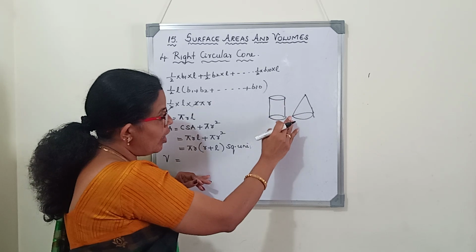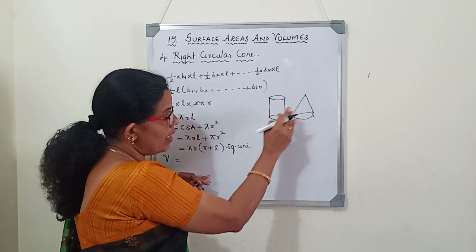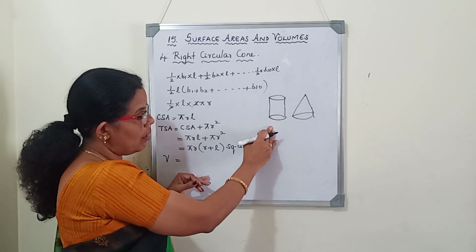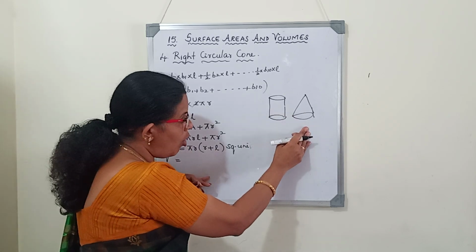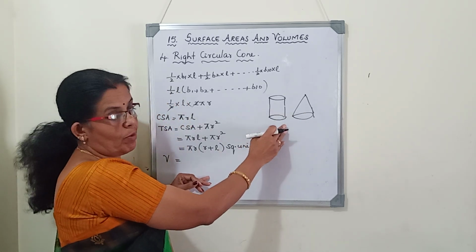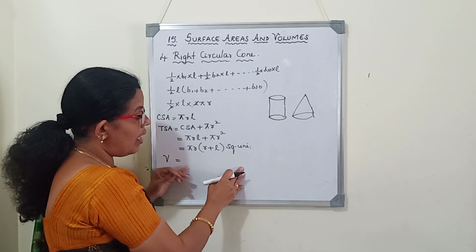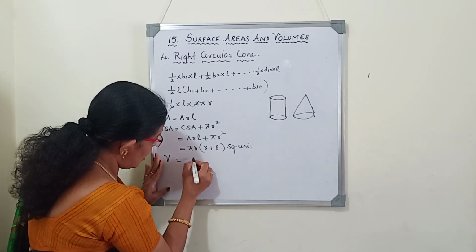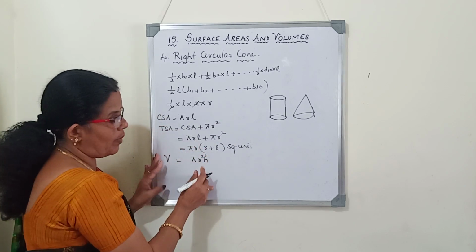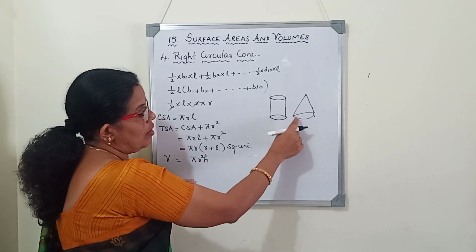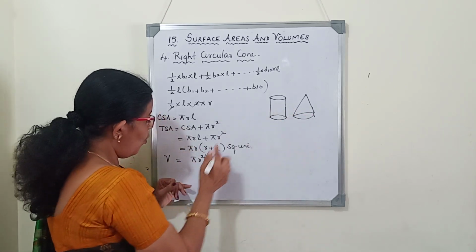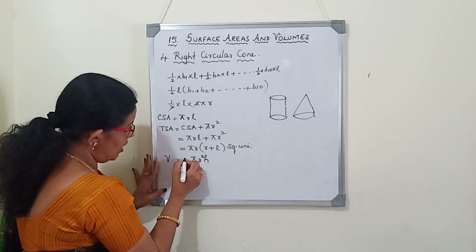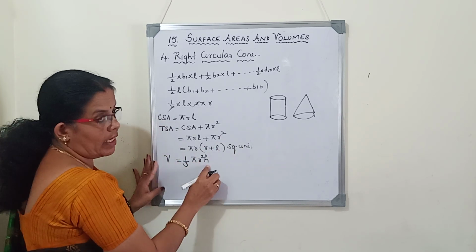That is, the volume of the cylinder will be 3 times the volume of the cone, or the volume of the cone will be 1/3 of the volume of the cylinder. We already learned the volume of a cylinder: pi r square h. So as I told you, the volume of the cone will be 1/3 of that, so it is 1/3 pi r square h.